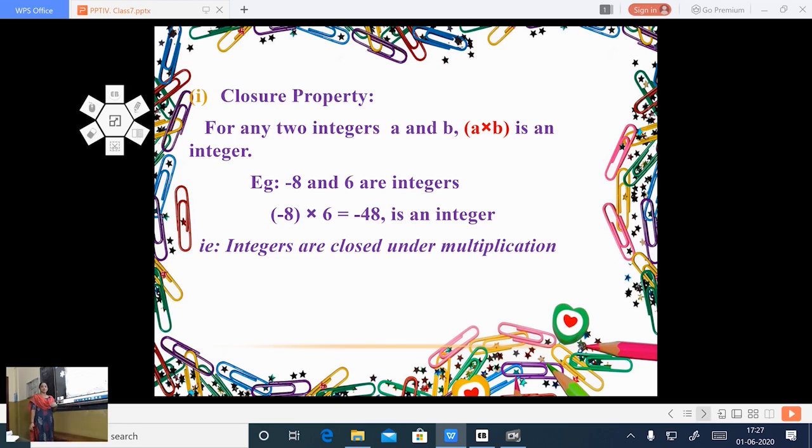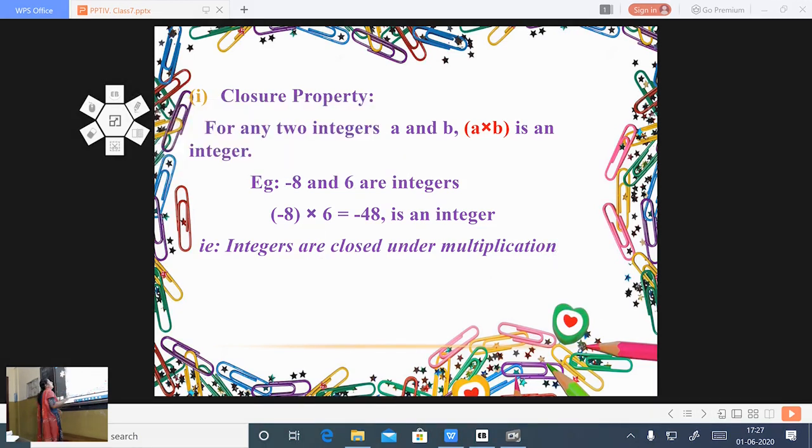What was the closure property for addition of integers? The sum of two integers is again an integer. So here we have to check whether the product of two integers is again an integer or not. For example, we can consider two integers, minus 8 and 6. You can choose any two integers. So multiply them. Minus 8 into 6. 8 6s are 48. Then here one is negative and one is positive, so the product should be negative. So the answer is minus 48.